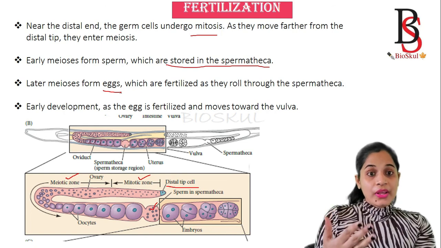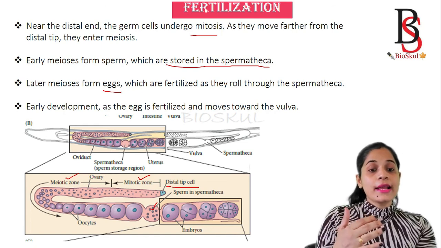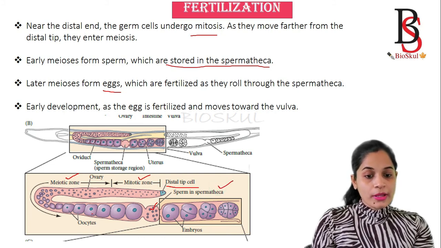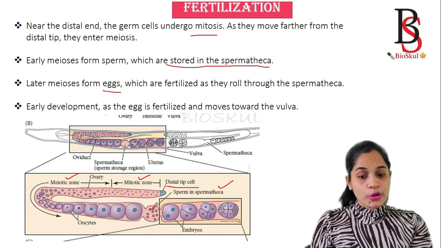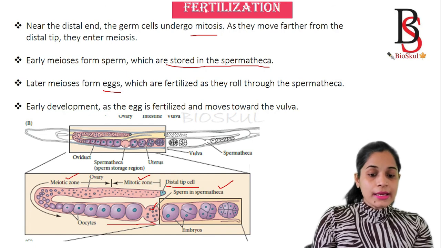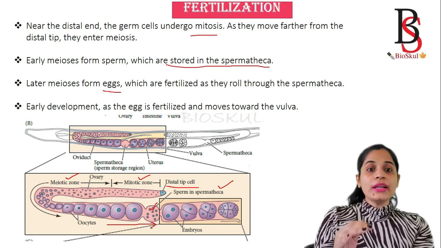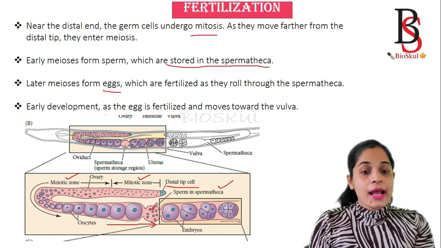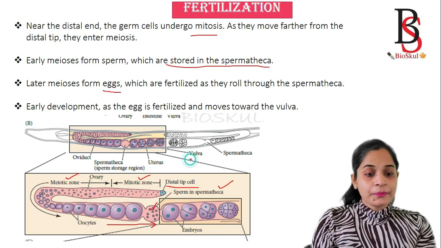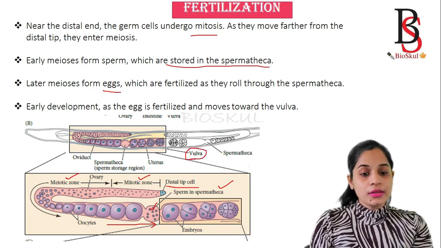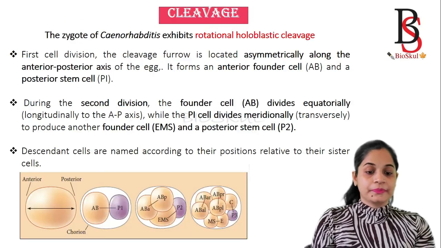The eggs are fertilized as they roll over through the spermatheca. First it produces sperm that are stored in the spermatheca, then later meiosis produces the eggs. As the eggs roll over the sperm, they get fertilized, and early development occurs as the fertilized egg moves towards the vulvar region.